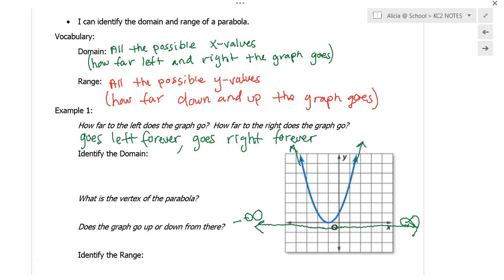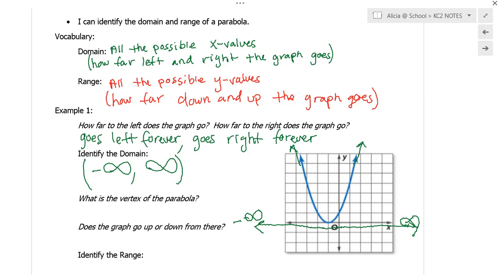So then if I ask you to identify the domain, we kind of already did it. If we say it goes left forever, we're going to use a negative infinity sign. If we say it's going to go right forever, then we're going to use a positive infinity sign. Put that in parentheses because we're going to use our notation for domain. So negative infinity to positive infinity.